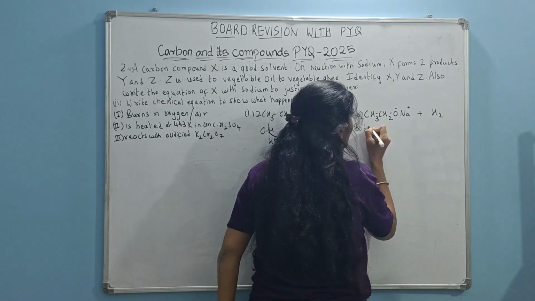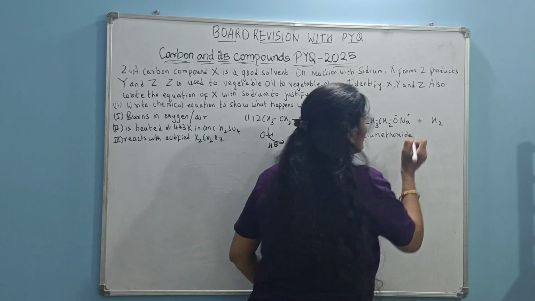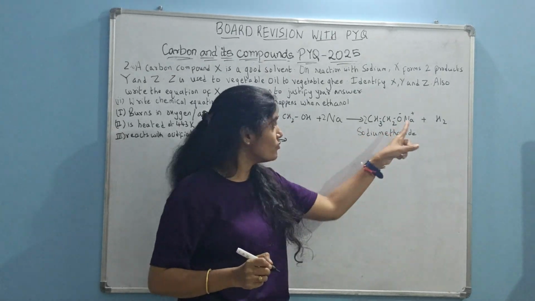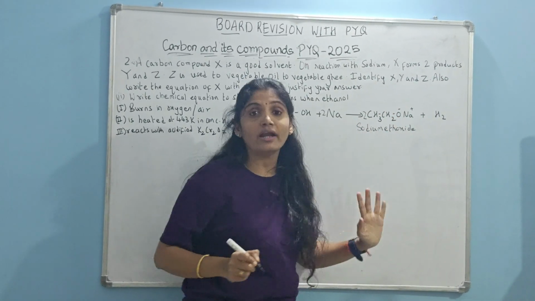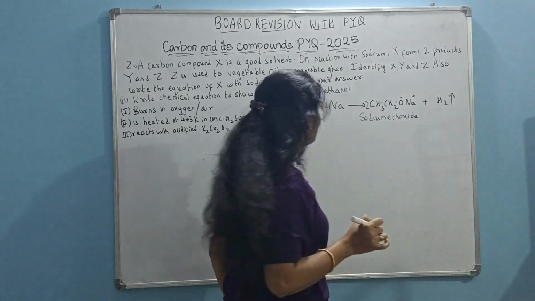What is the name of this compound? The name of this compound is sodium ethoxide. Whenever you have metal in a compound, the metal should be written first. Sodium ethoxide. Sodium ethoxide plus hydrogen gas is released in this reaction.